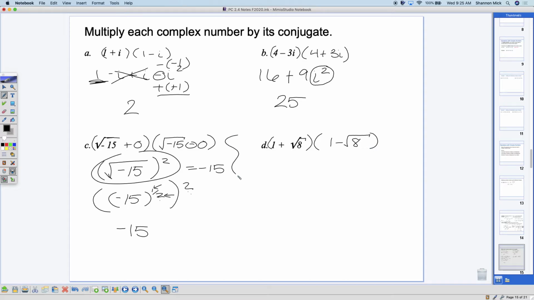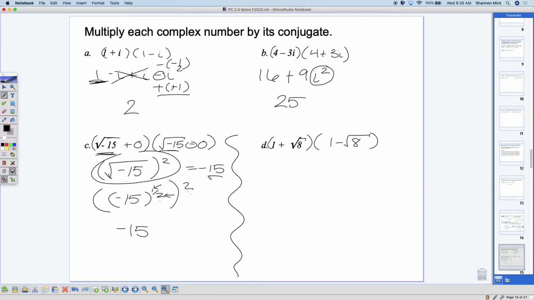Believe in yourselves. Remember, you can only combine things that are like terms, right? I don't even know how you got negative 15 in the middle. Because I have this times this, which would be the square root of negative 15 squared, which is negative 15. Yeah, because I was showing you mathematically why when you square a square root, you get what's inside.